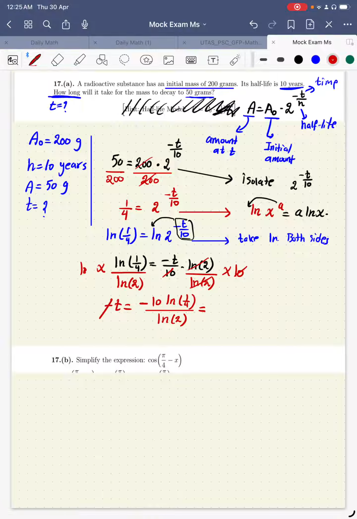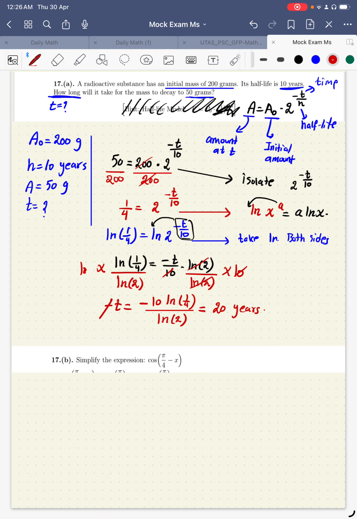So I have this beautiful value, which if I calculate it using the calculator, it will give me almost 20 years. And that's how you can find the answer for this one. So now let's go to 14 part B.